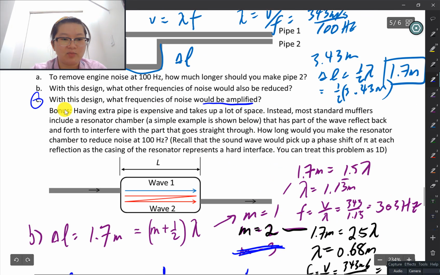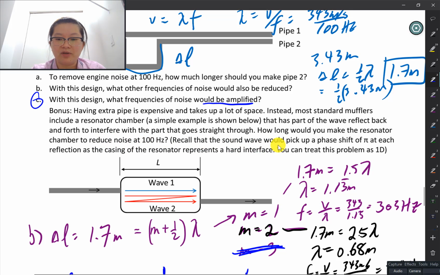Okay, next up, bonus. Having extra pipe is expensive and takes up a lot of space. Instead, most standard mufflers include a resonator chamber. A simple example is shown below. So what does it do? It's a standard muffler that includes this chamber that has part of the wave reflect back and forth to interfere with the part that goes straight through. How long would you make this resonator chamber to reduce noise at 100 hertz?